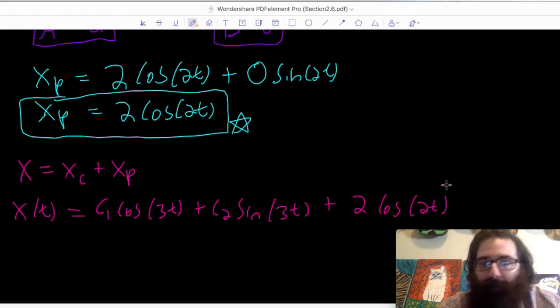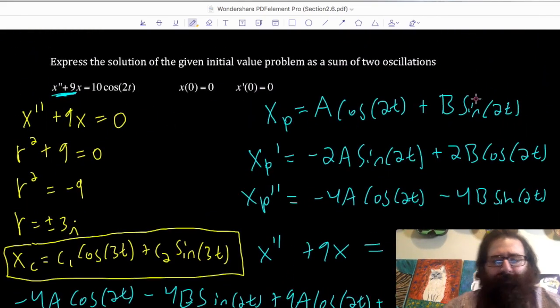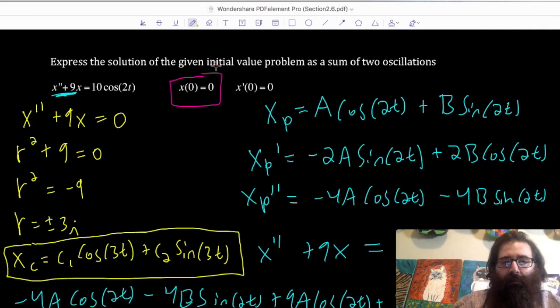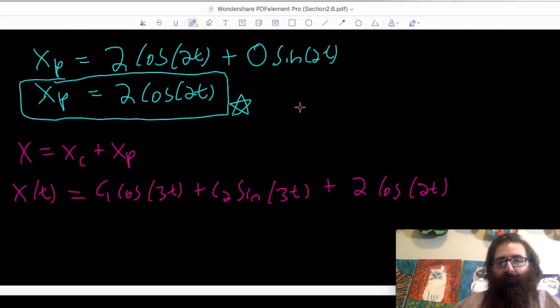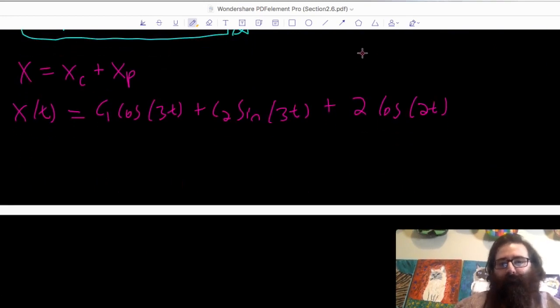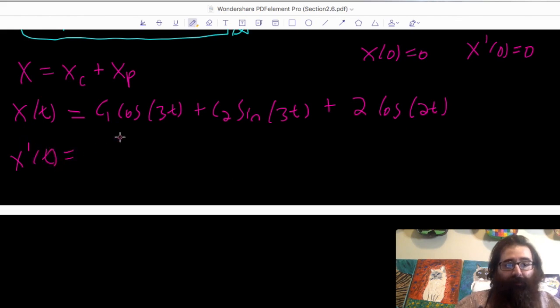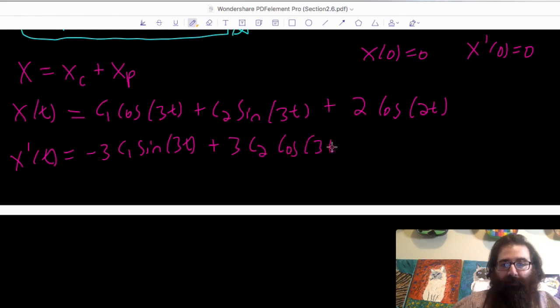And now I have these initial values that I can work with. Right? Once we build this full solution, this entire description of our solution, we can now work with the initial values. x at 0 is 0 and x prime at 0 is 0. If I differentiate this, x prime at t, derivative of cosine is negative sine, so with chain rule, negative 3 c sub 1 sine 3t. Derivative of sine is cosine, so with chain rule, 3 c sub 2 cosine 3t. And then here I'm going to get a negative 2 times 2 gives me negative 4 sine 2t.